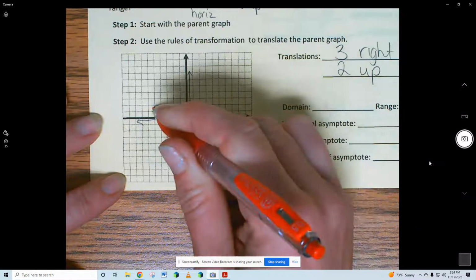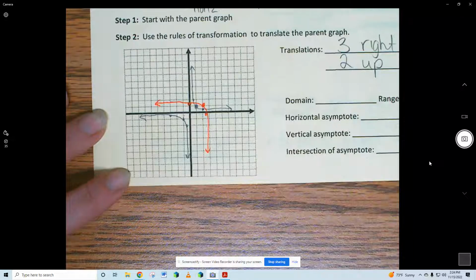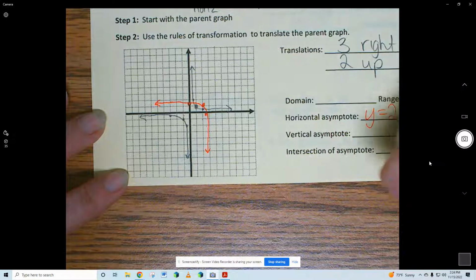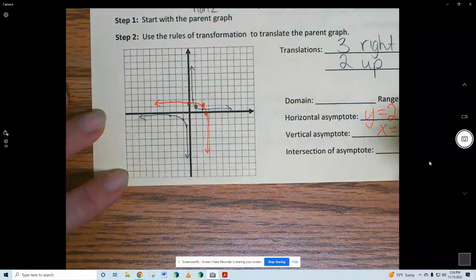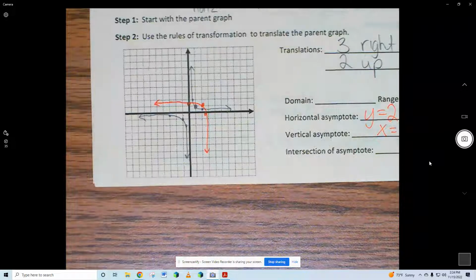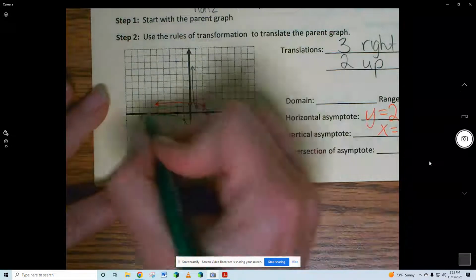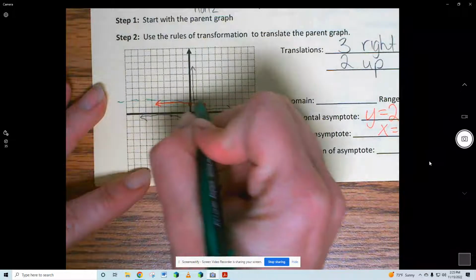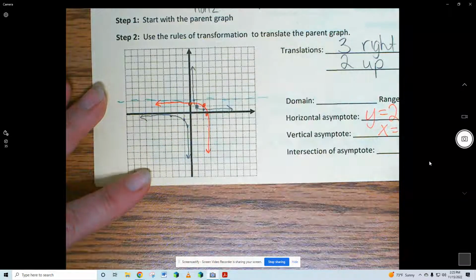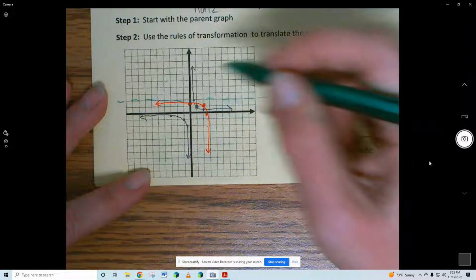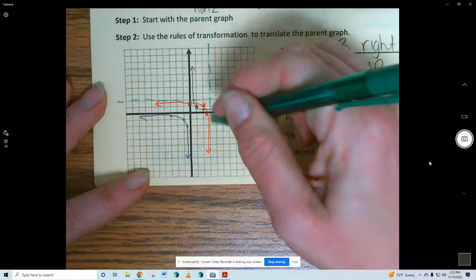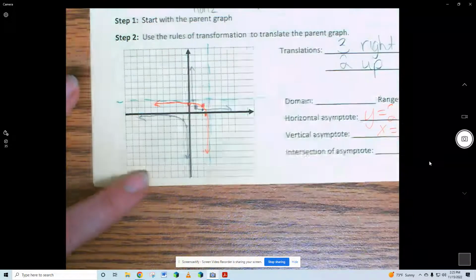Now, be careful about your crossings because my new horizontal asymptote is y = 2 and x = 3. I'll put that in a different color. y = 2, x = 3. So I did them in green.